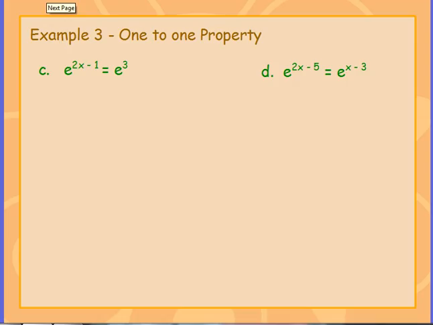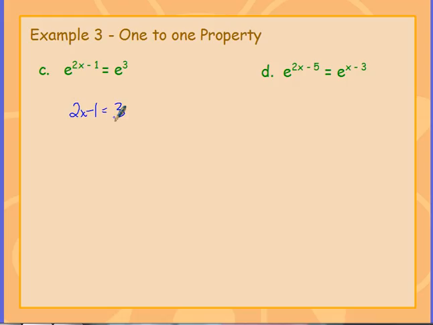Here I have e to the 2x minus 1 equals e to the third power. You guys notice something? e is a number, but more importantly, the bases are already the same. So since my bases are already the same, I'm really just looking at my exponents. So what equation am I really just looking at?